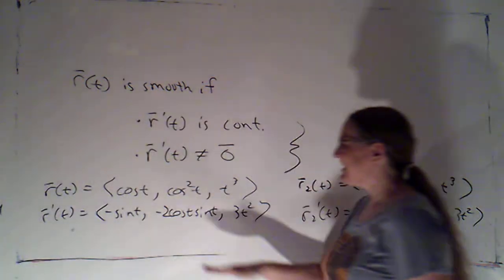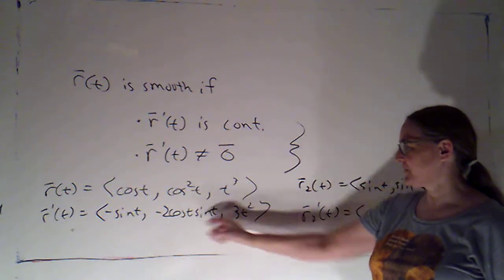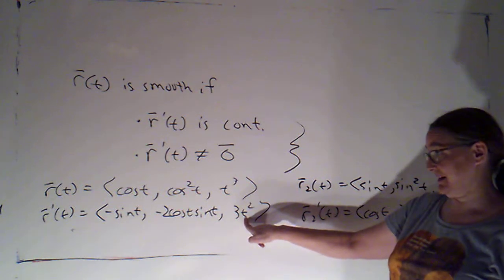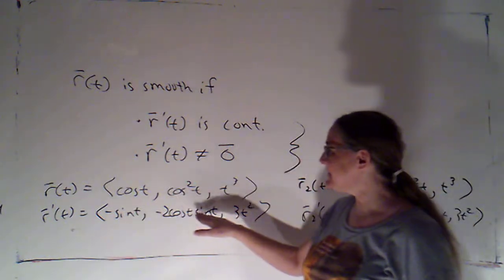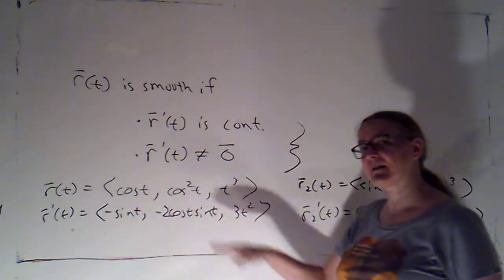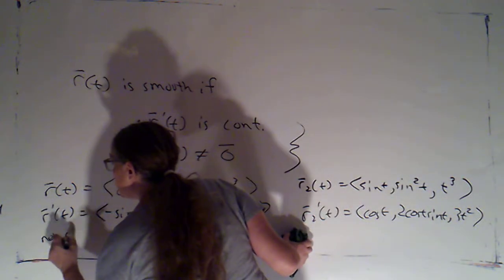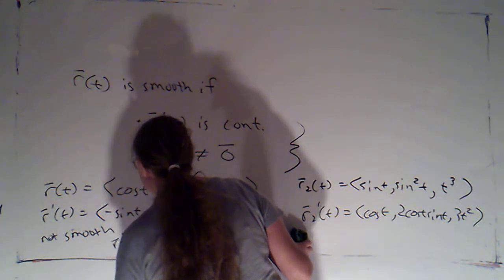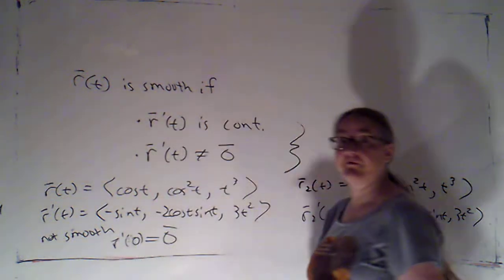But this one is going to be 0 at 0. Okay. 0 is the only number that would make my z component here equal to 0. But at 0, sine of t is 0, and so both the x and y components are 0 as well. So this is not smooth because r prime of 0 is equal to the 0 function.